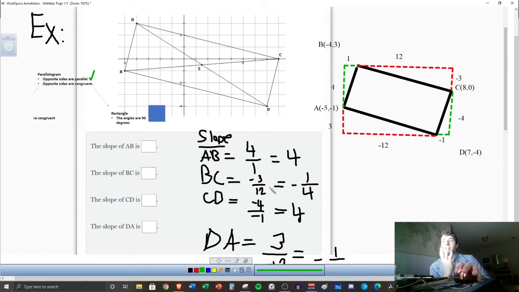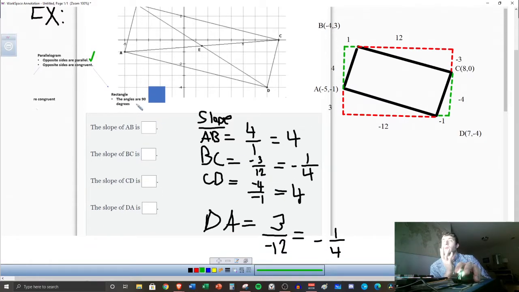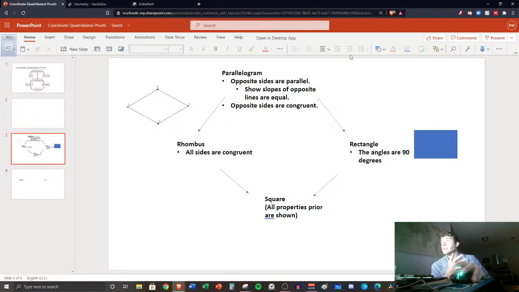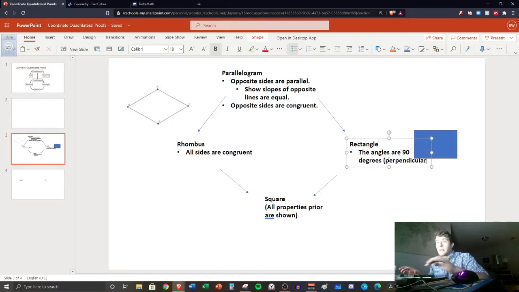Now we can also show something else with just the slopes. We can also show that it's a rectangle with the angles. How do we show that angles intersect at 90 degrees with slopes? That's something else that we practice. So parallel is equal slopes, but 90 degrees, remember, we call that perpendicular, right? That's what that property is called. How do we show that?